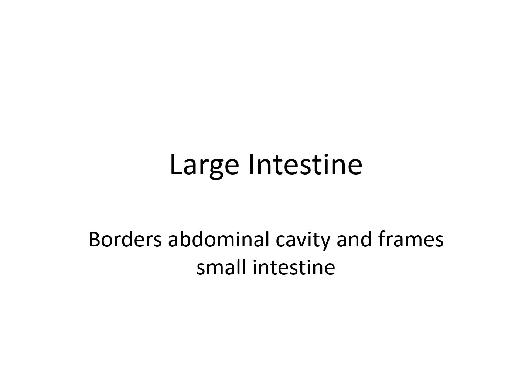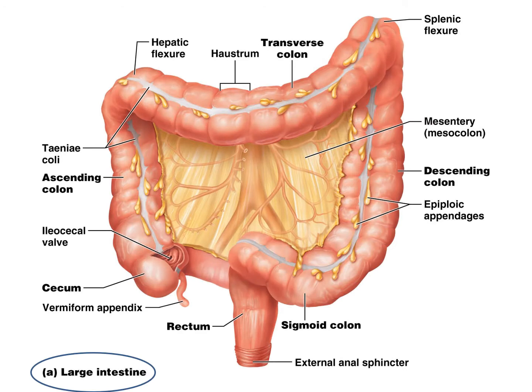Now we can begin our discussion of the large intestine. Now the large intestine is very obvious because it borders the abdominal cavity and frames the small intestine on the lateral sides and the superior side. Okay, so here's a diagram of the large intestine. You can see how it frames the small intestine, and of course it's connected together by the mesentery in between. And here the small intestine has been removed.